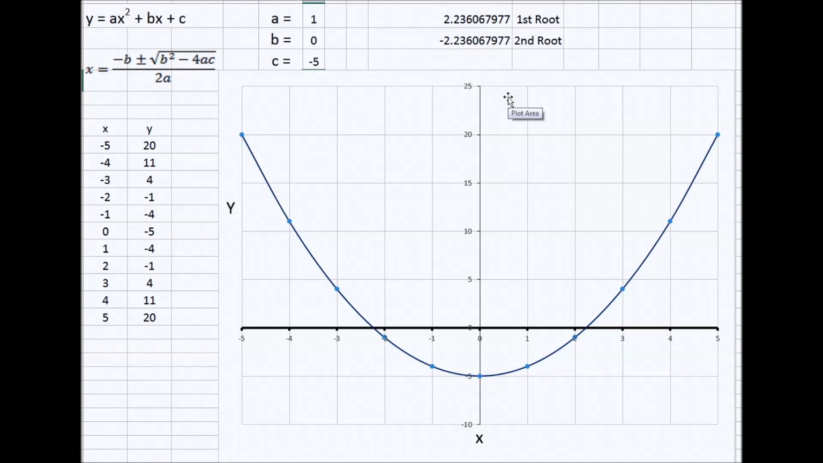We do have 2 roots, and they are plus and minus 2.236. Okay, so thank you for your attention, and I'll see you next time.